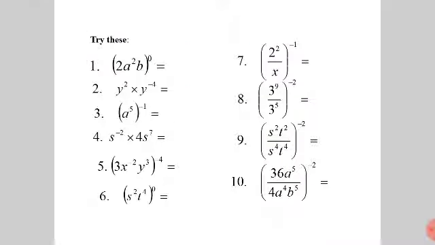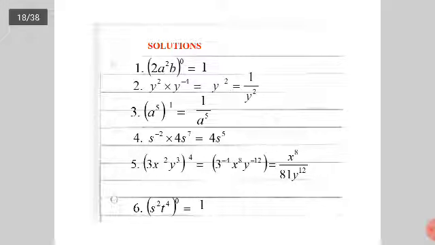Now try these sums. Write them down in class or in your note. (2a square b) the whole power 0 has the value 1. Next, y power 2 into y power minus 4. Convert y power minus 4 to its reciprocal, 1 by y square. Then y square into 1 by y power 4, that is 1 by y power 4.